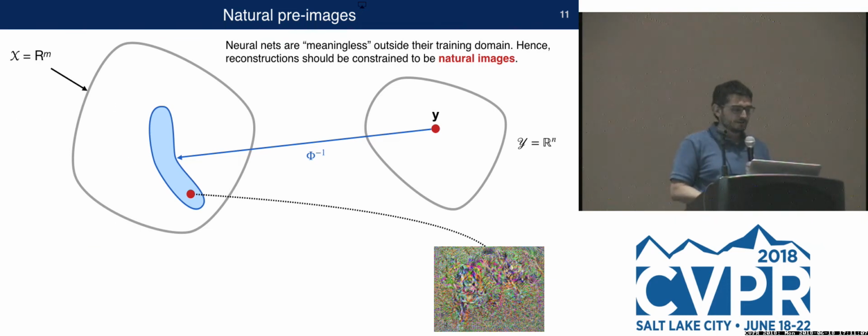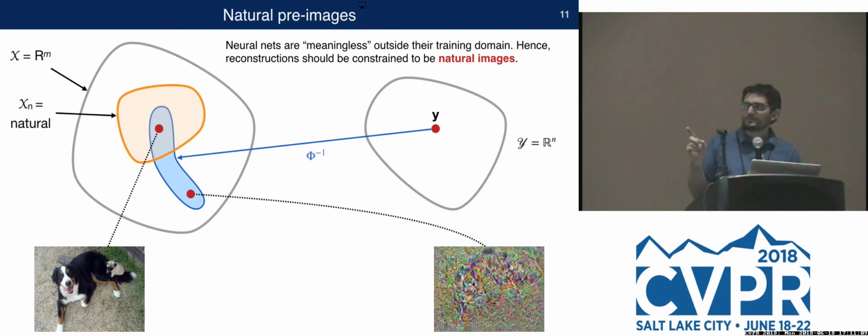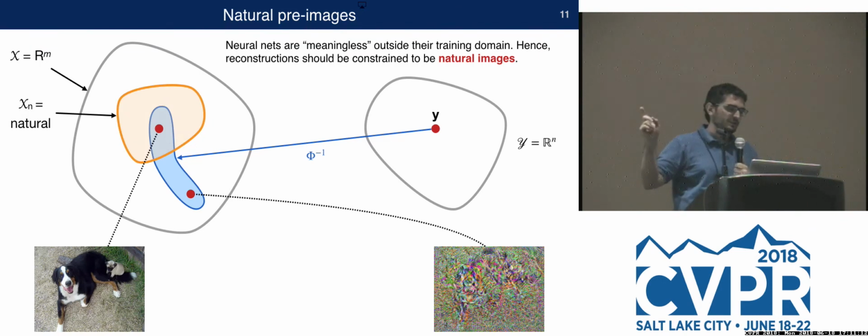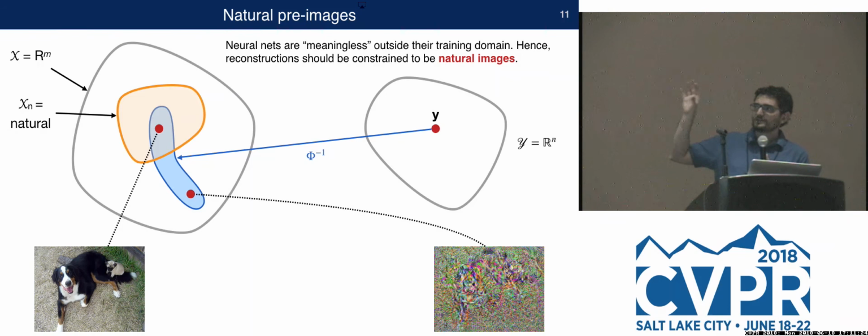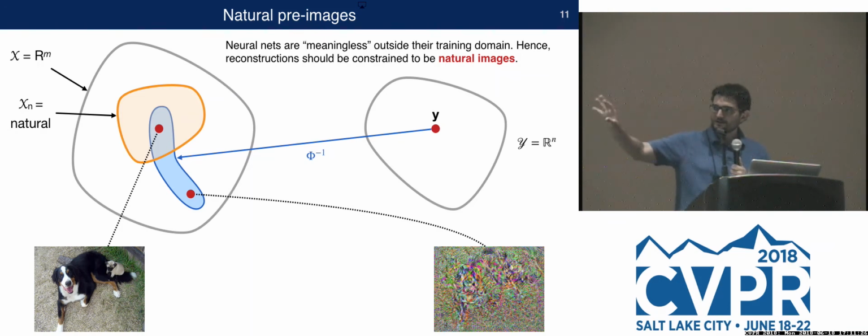However, if you restrict your inversion to be on the space of natural images, and what is the space of natural images? That's the images that you're actually likely to capture if you go around the world and start shooting, pointing your camera at random objects. So if you restrict your inversion problem to the set of natural images, then chances are that your inversion is going to be much, much clearer. Now, which one is better?